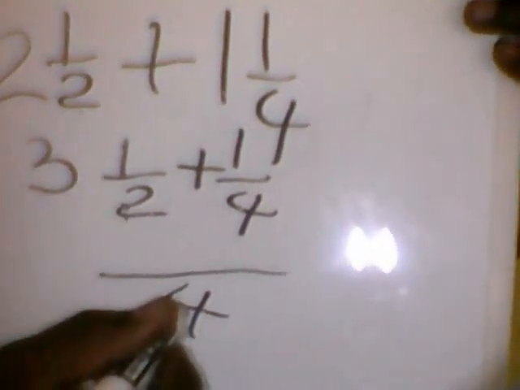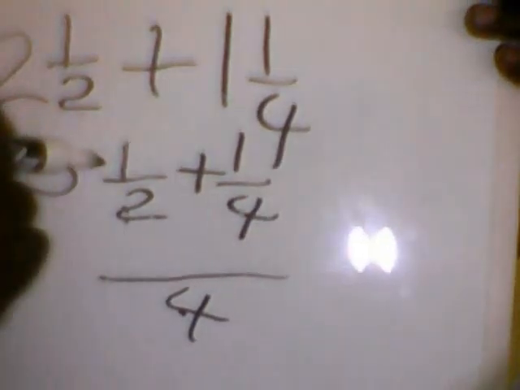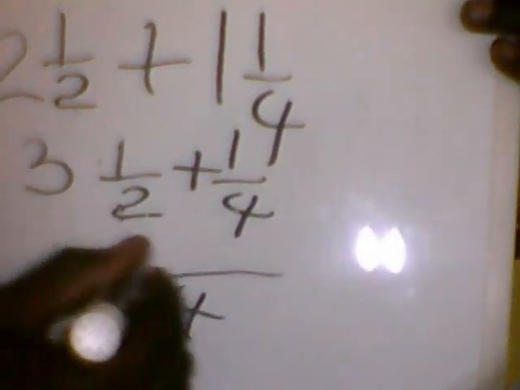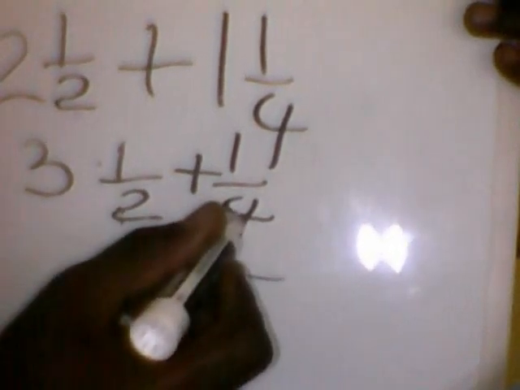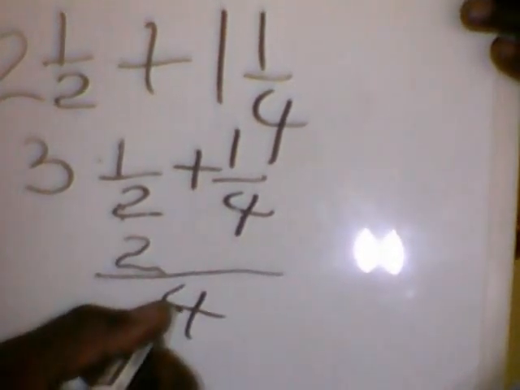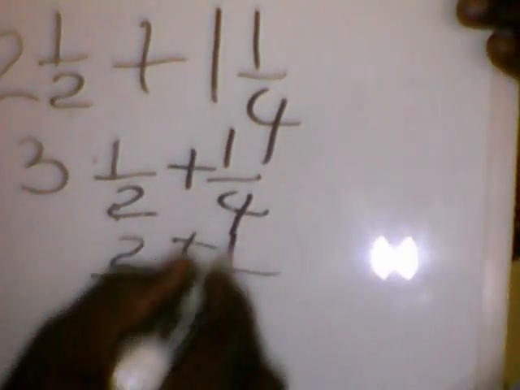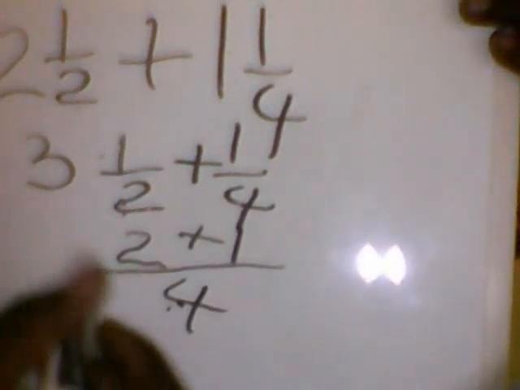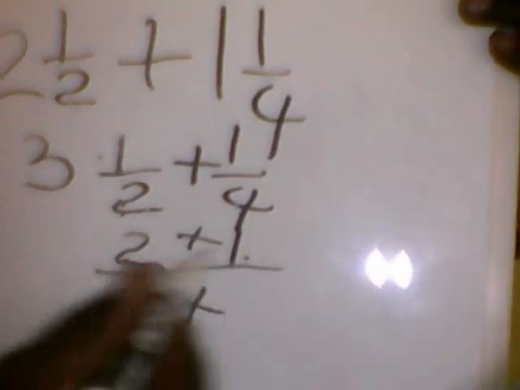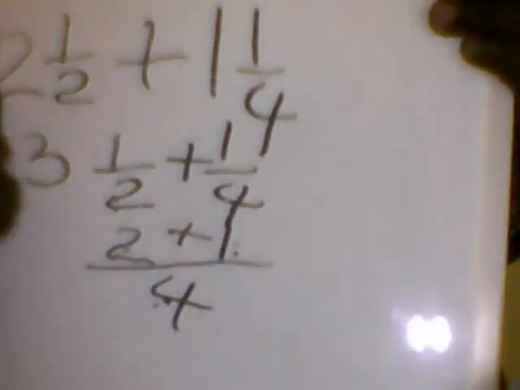So we use that 2 and multiply by this 1. So 2 ones, 2. And then we say 4 into 4 goes 1 time. And we use that 1 to multiply by this 1. So we have plus 1. So our final answer then will be 3 3/4. So we'll have this 2 plus this 1. So our final answer from this would be 3 3/4.